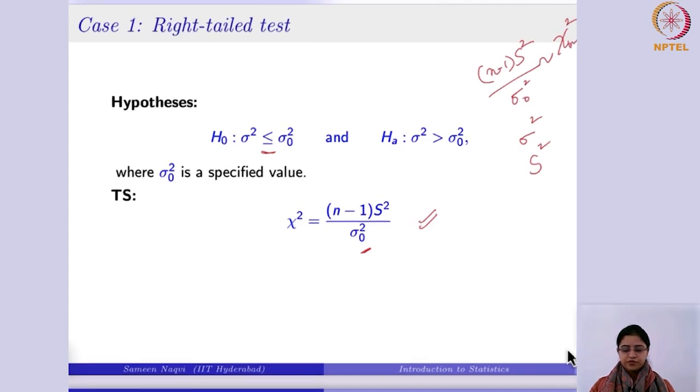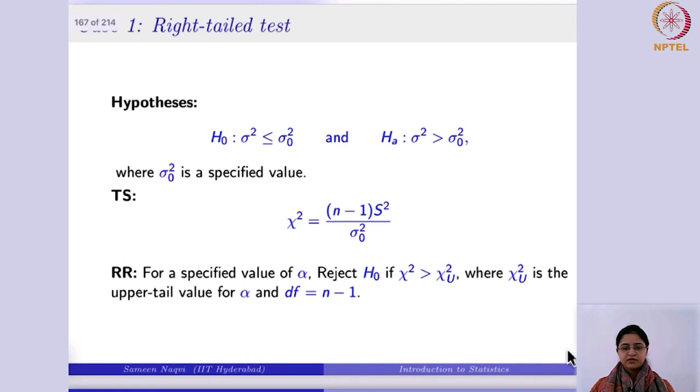So you would reject the null hypothesis again for a specified value of alpha. You would reject the null hypothesis if the chi square value that you have obtained here is greater than chi square u. So chi square u over here is basically the upper tail value for alpha. Note that chi square is not like your t distribution or z, right? It is like from 0 to infinity. So it is somewhat like this, right skewed.